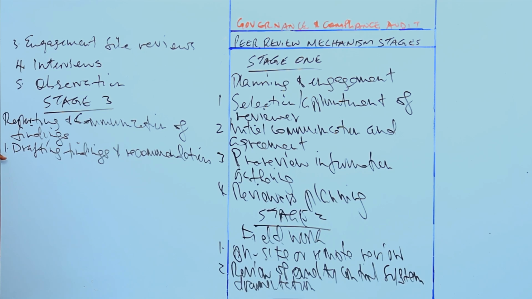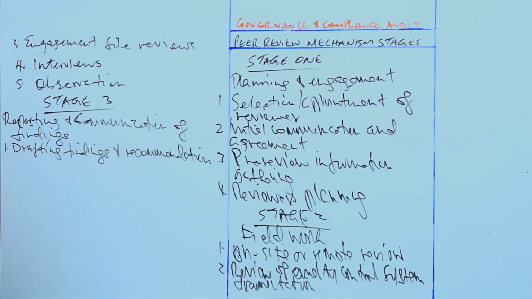As work progresses, the reviewer identifies areas of non-compliance or non-conformance with the professional standards or weaknesses in the quality control systems, and these findings are documented along with the supporting evidence. Then recommendations are made for improvement. That's the first thing you do at the reporting and communication stage.